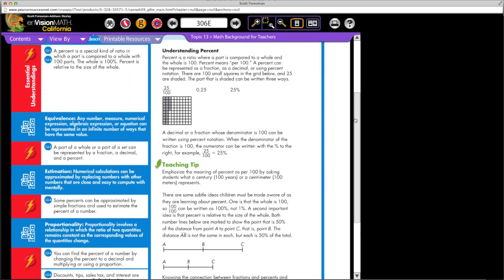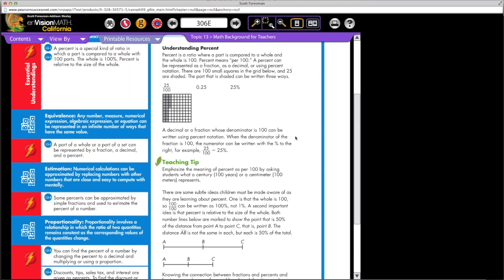Understanding percents. Again, you have a really nice progression happening from topics 11 to 12 to 13, because in 11 you're talking about ratios, and in 12 you're talking about proportions, and in 13 you're moving into percent. So you can see a nice progression into working with percents.